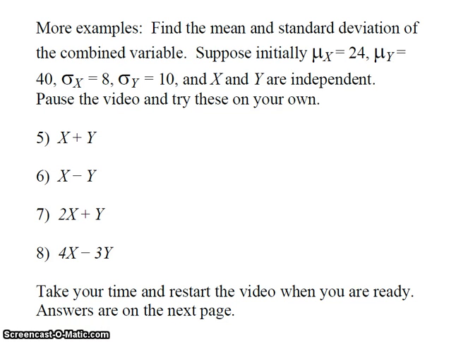Now here's some examples you can work on your own. I'm going to find the mean and the standard deviation of the combined variable. Assume initially that the mean of x is 24 and the mean of y is 40, and the standard deviations of x and y are respectively 8 and 10, and x and y are independent. We want to find the mean of x plus y and the standard deviation of x plus y, and also for x minus y, 2x plus y, and 4x minus 3y. So you can stop your video, take your time, come back when you're finished.